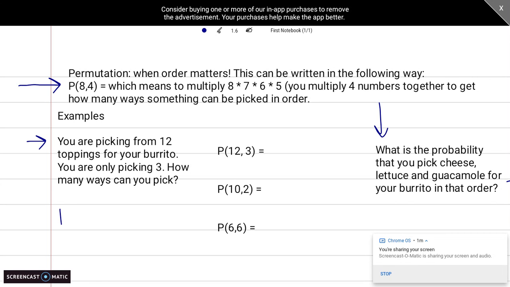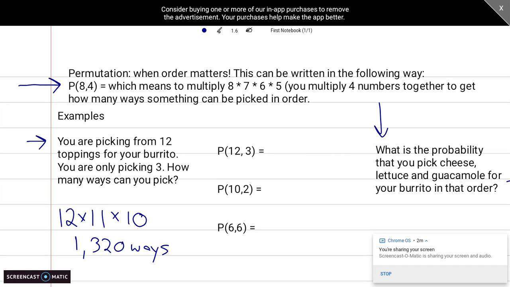Well, there's 12 to start from. So I'm going to start at 12. Well, if I picked one ingredient, I can't pick it again. So subtract 1. I picked another ingredient. I can't pick it again. So now I only have 10 options to pick from. So off screen, I'm going to be using my calculator. 12 times 11 times 10, and I get 1,320 different ways I can put toppings on my burrito. Kind of cool. Let's try the ones where there's no prior information.